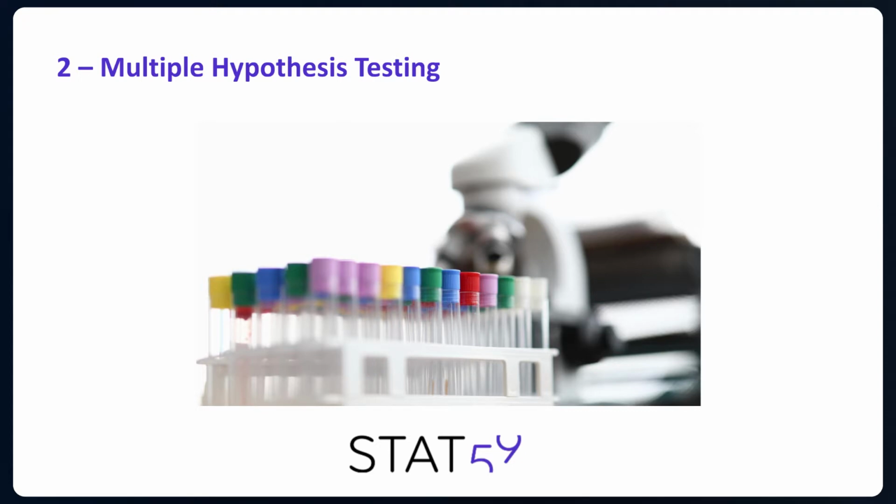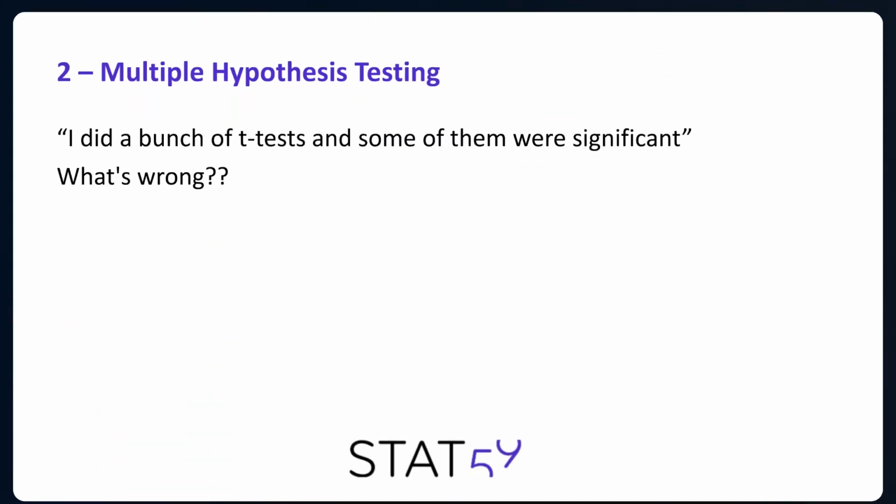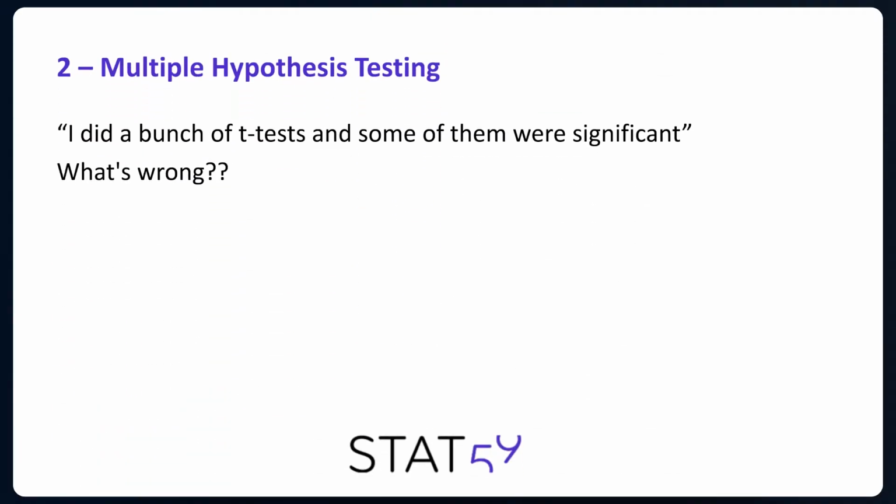Now, multiple hypothesis testing and failing to correct for multiple hypothesis testing is another quality trap that many researchers fall into. This is something that I used to see a lot. People would come to me and say, you know, I did some research, I did a bunch of t-tests, and some of them were significant. Now I'm going to write a paper about those t-tests.